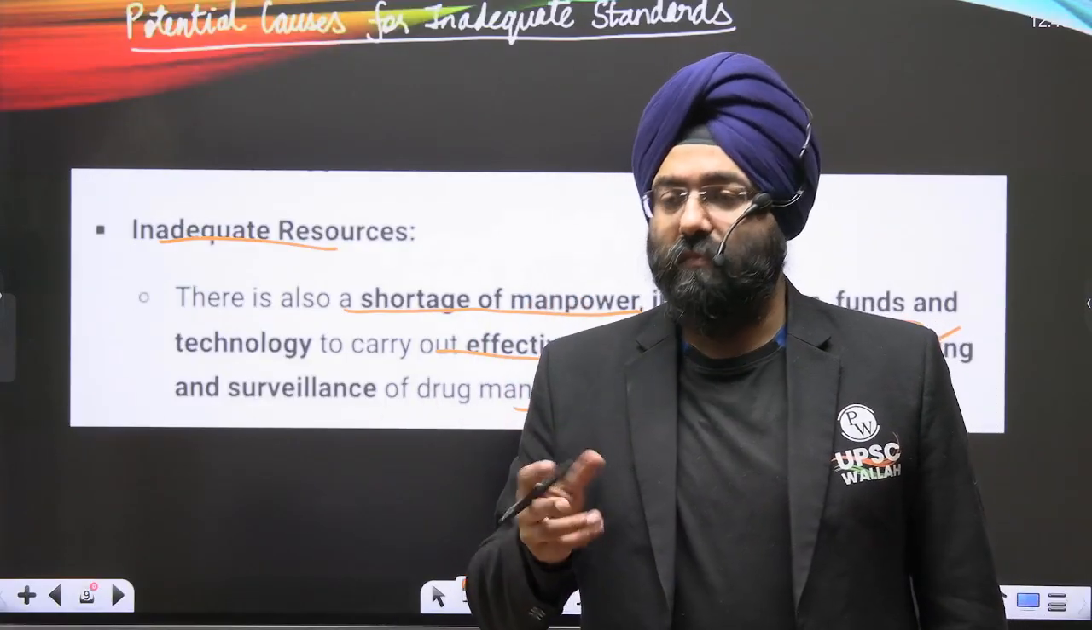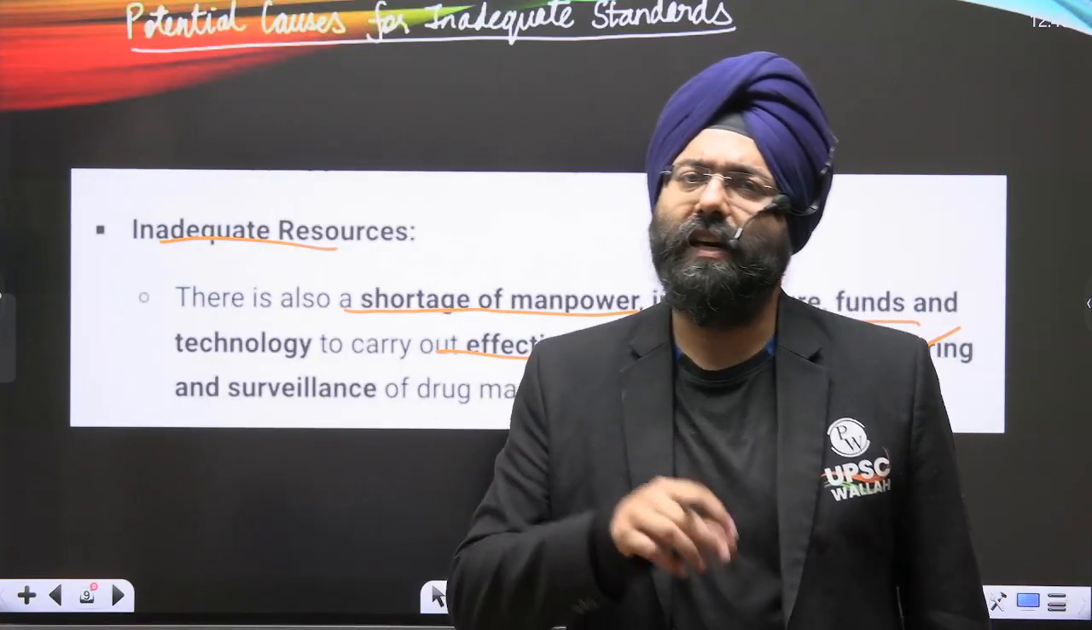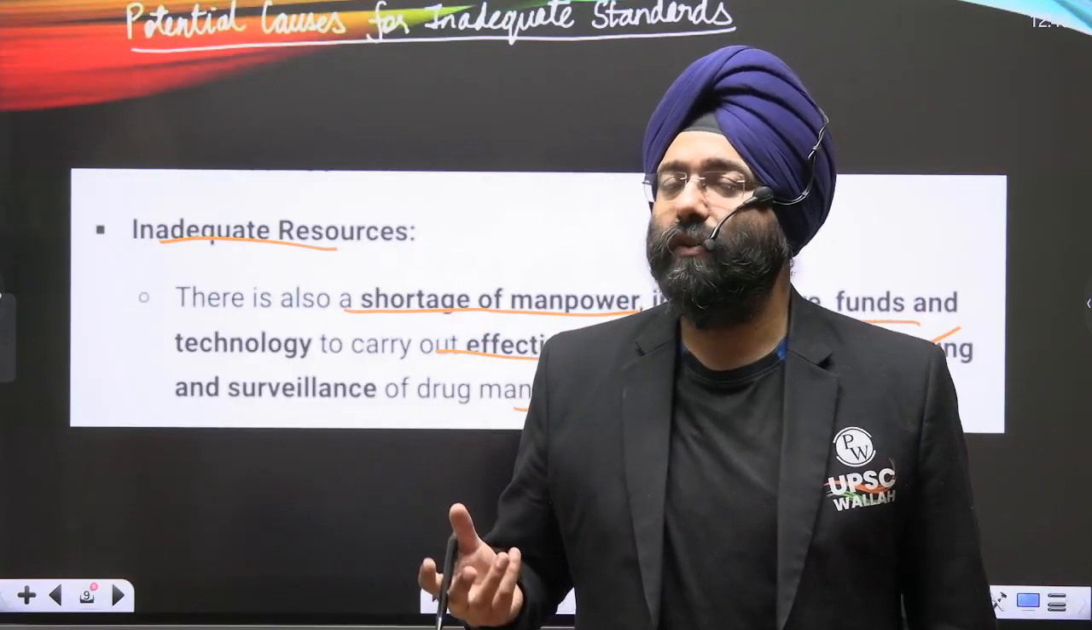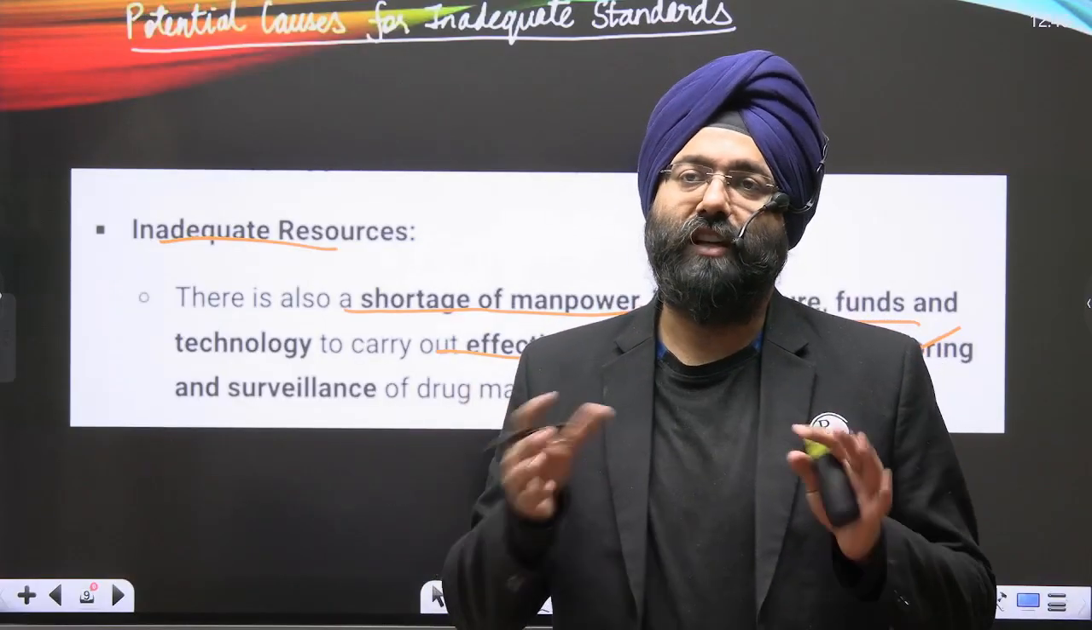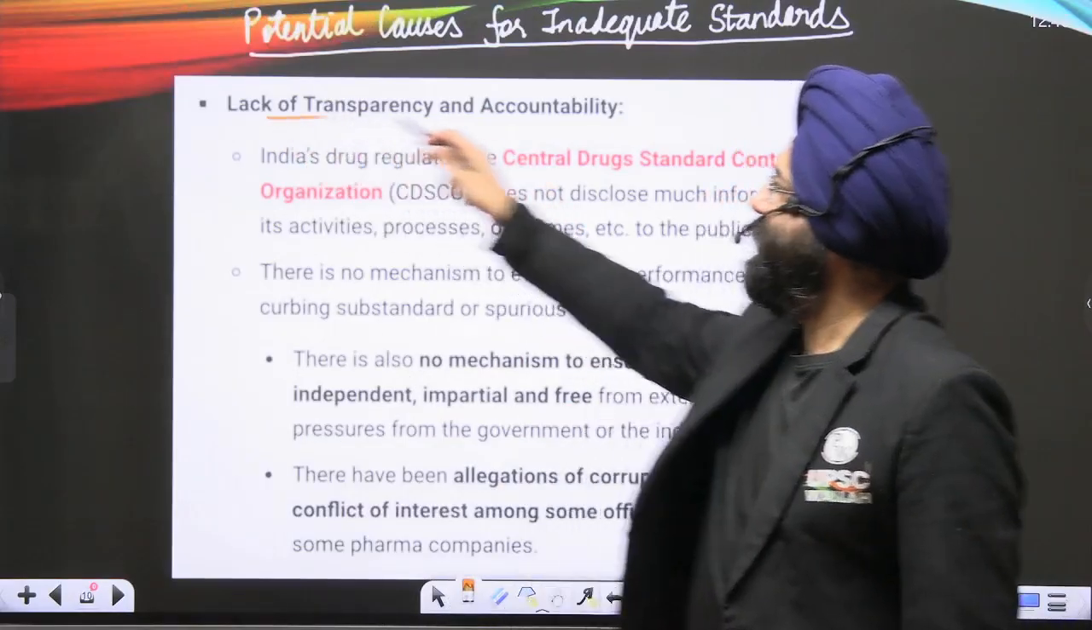Along with it, the best practices might not be adopted, because the pharmaceutical companies are, again, corporates who are aiming at reduction of their cost. Adherence to the regulation escalates the cost, which they try to avoid. So, inadequate resources, lack of transparency and accountability.